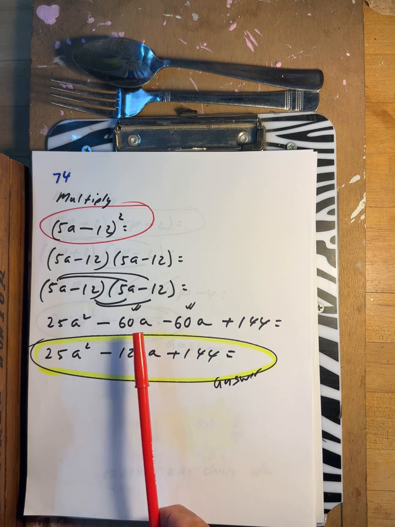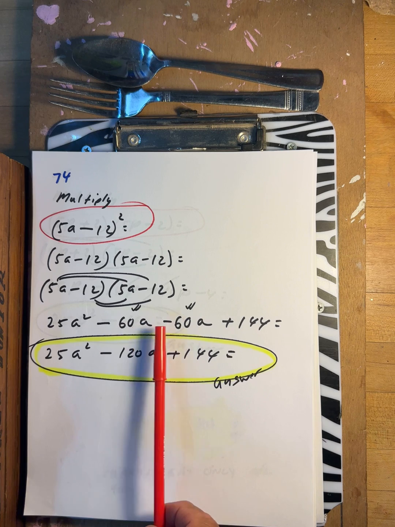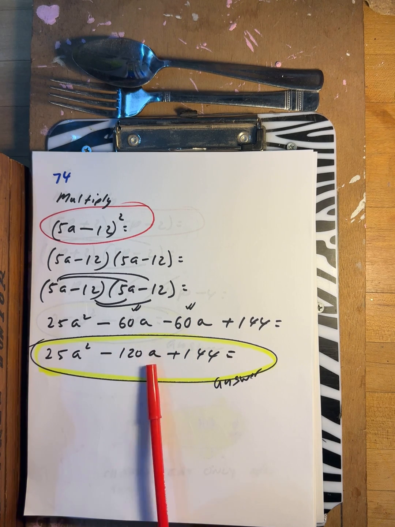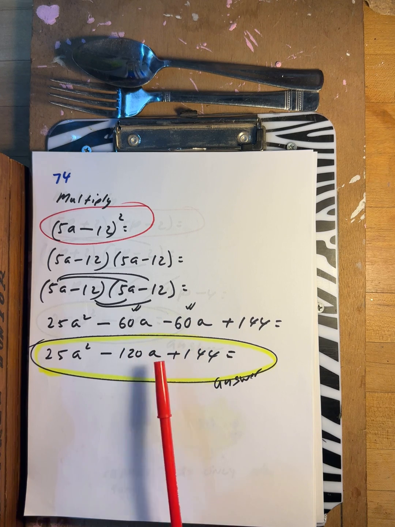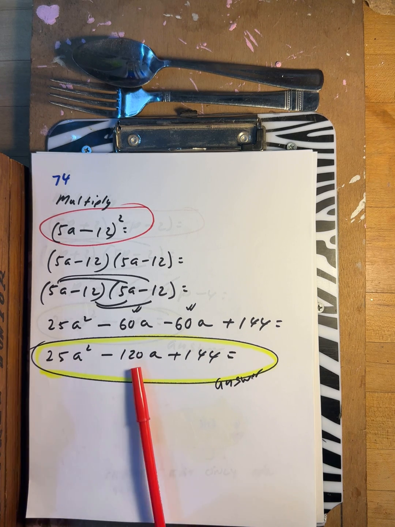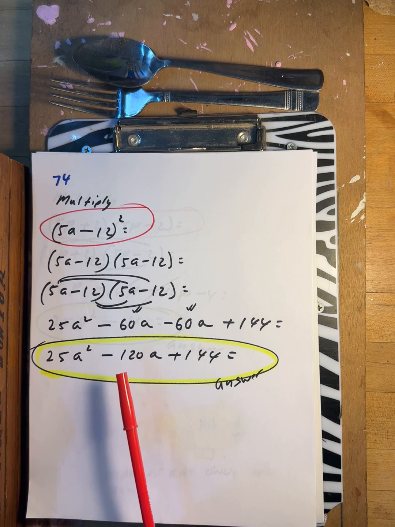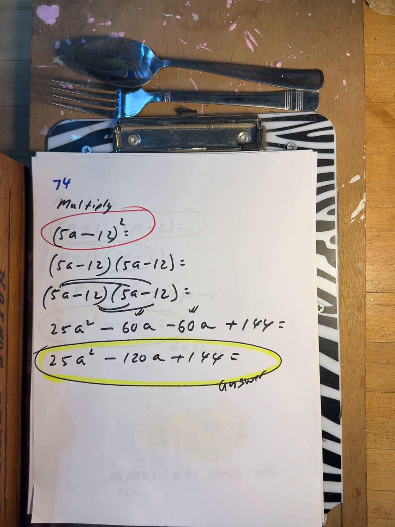Notice, the signs are the same. They don't cancel each other out. You add them up. So you have 25a squared minus 120a plus 144. Don't cancel these out. Just add them together. 25a squared minus 120a plus 144.